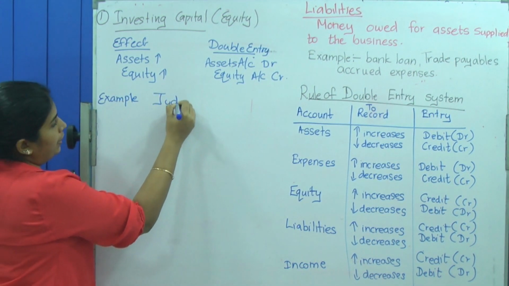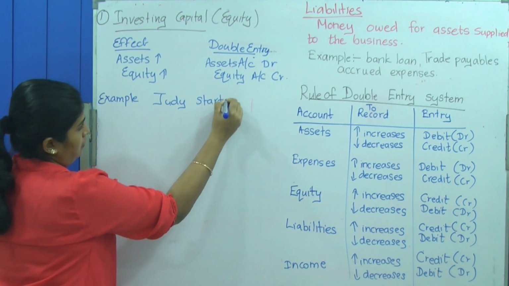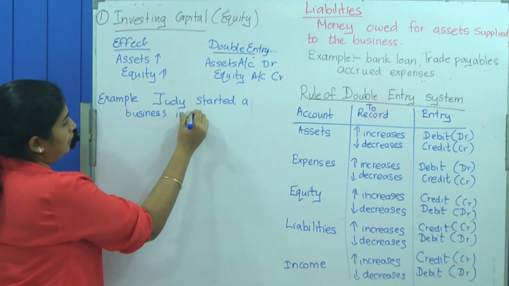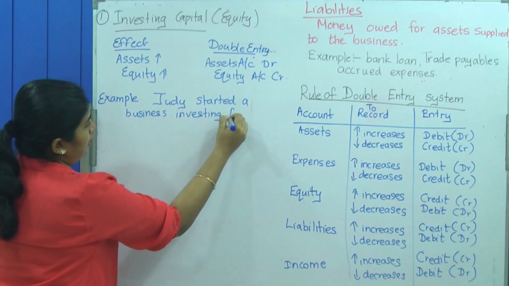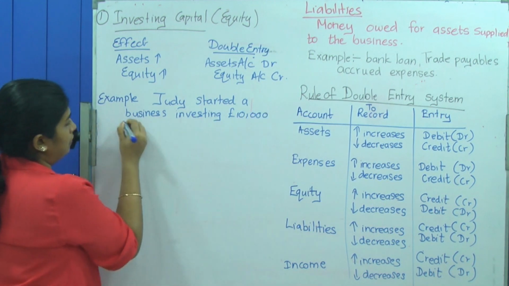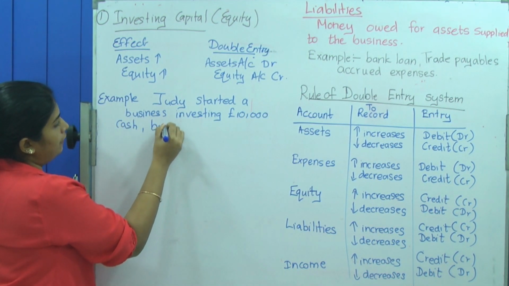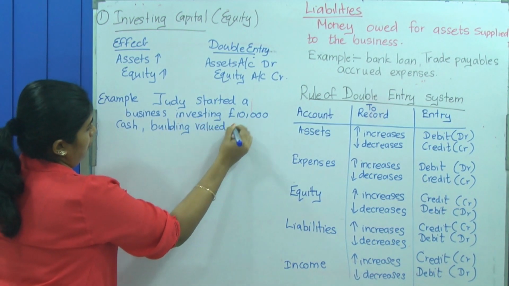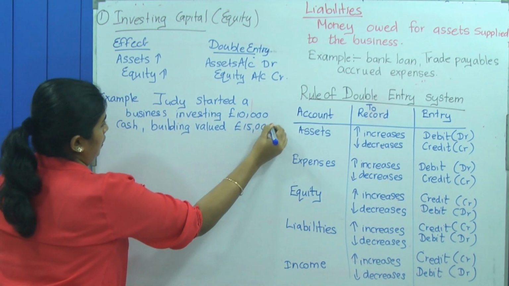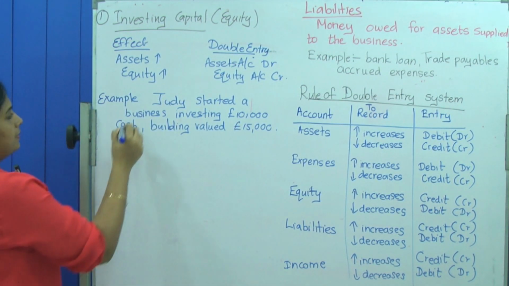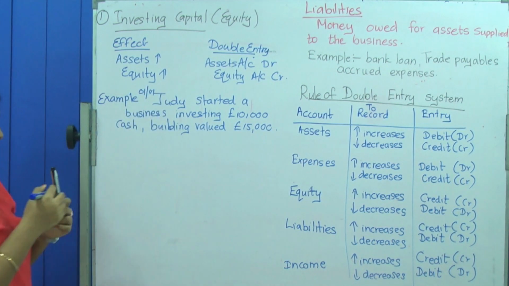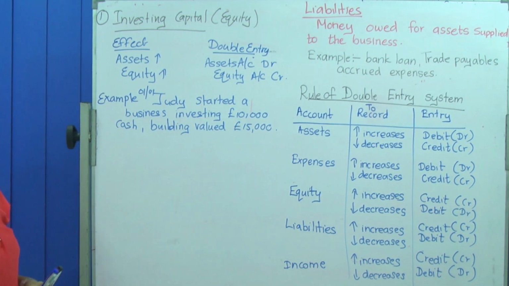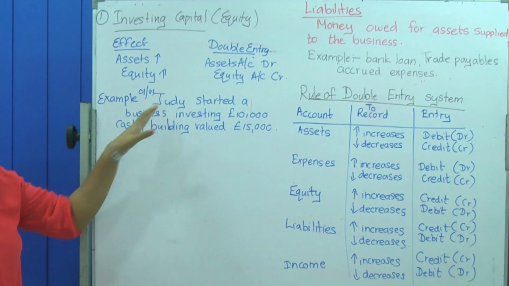We'll assume Judy started a business investing £10,000 cash and a building valued at $15,000. Judy has just started on the 1st of January. She started a business investing 10,000 in cash and a building valued at 15,000. That means she has invested a building and cash.